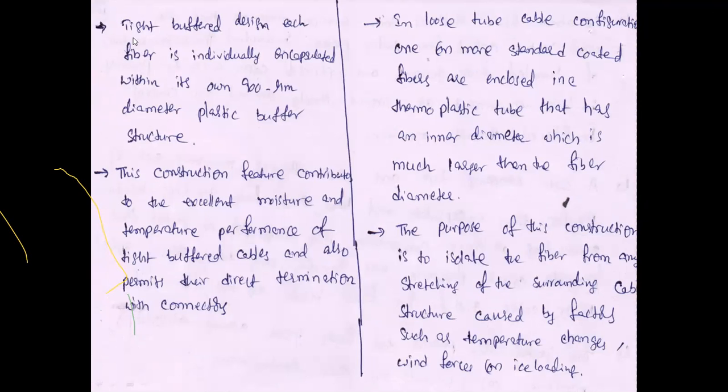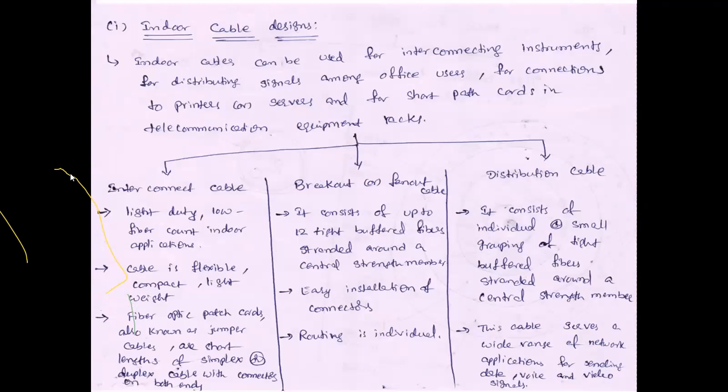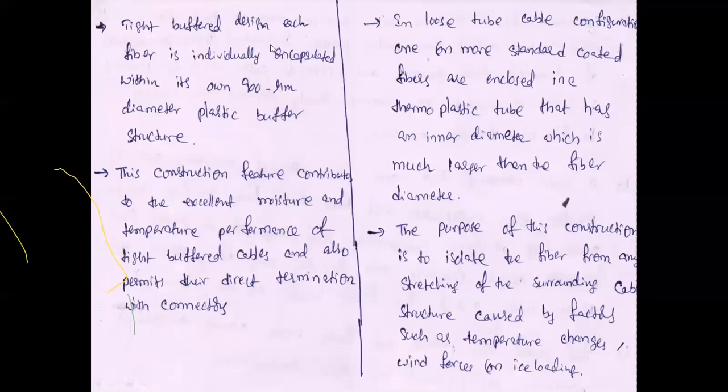This next one is a tight buffer design. Each fiber is individually encapsulated. A tight buffer design is where each fiber is individually encapsulated with its own 900 micrometer diameter plastic buffer structure. That is, once you fix the optical fiber cable, it is tight in the jacket. But in the loose tube cable configuration, it is not fixed.